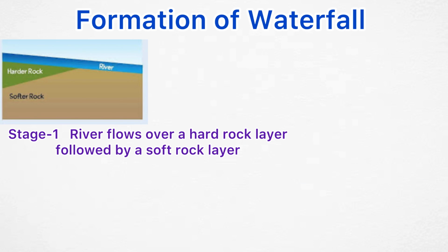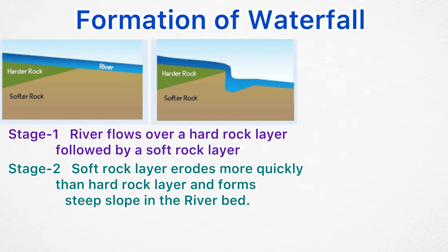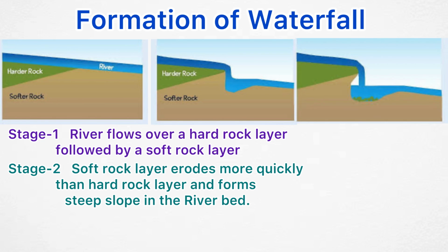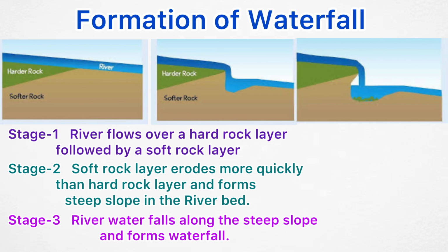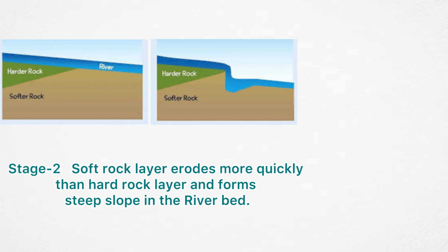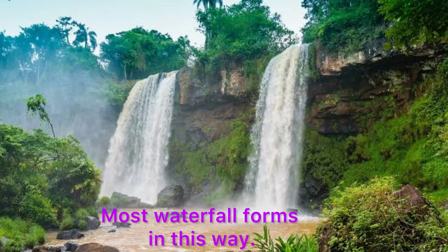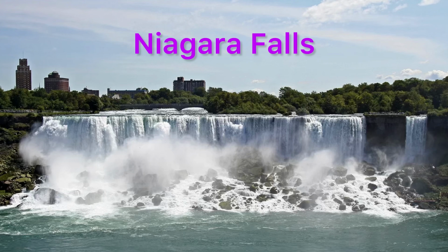When hard and soft rock layers are placed horizontally, vertically or diagonally side by side in the course of the river, then soft rock layers erode quickly as compared to the hard rock layers. Due to these erosional differences, a steep slope forms. Then water on that slope falls vertically and forms a waterfall. Most of the waterfalls in the world formed in this way. The most beautiful waterfall in the world, Niagara Waterfall, formed in this way.